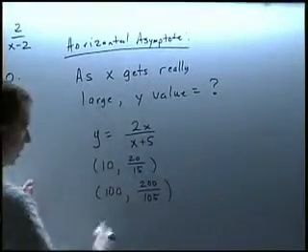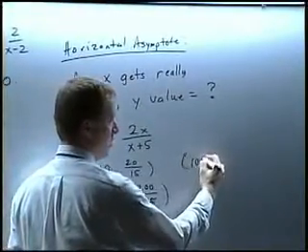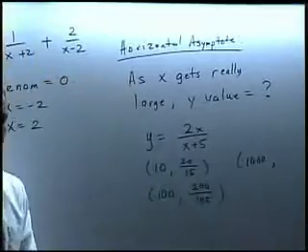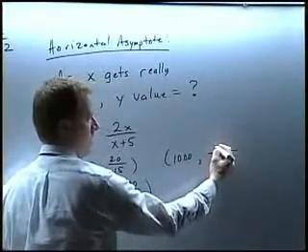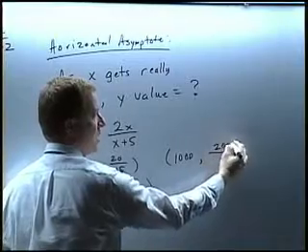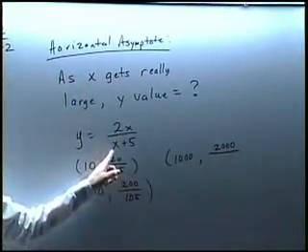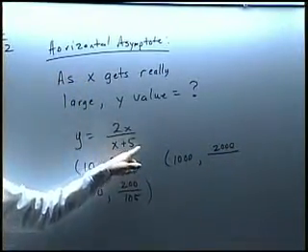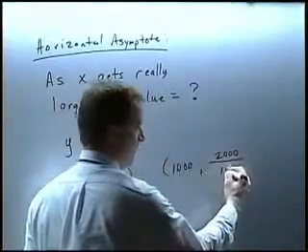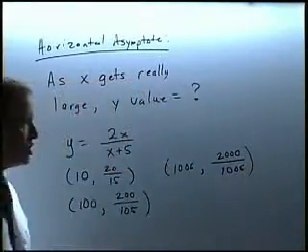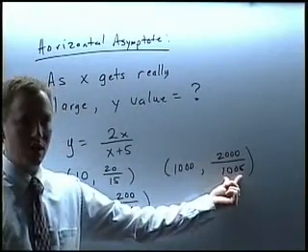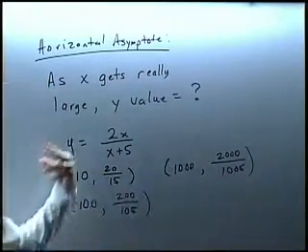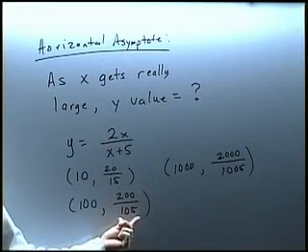What if I plug in 1,000? Numerator does what? Goes to 2,000, yes. Denominator is 1,005. And again, if I had you plug this in on your calculator, this number will be really close to 2 as well, but it will be even closer to 2 than this one was.